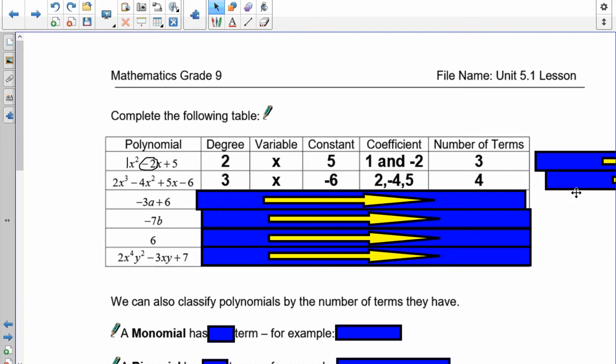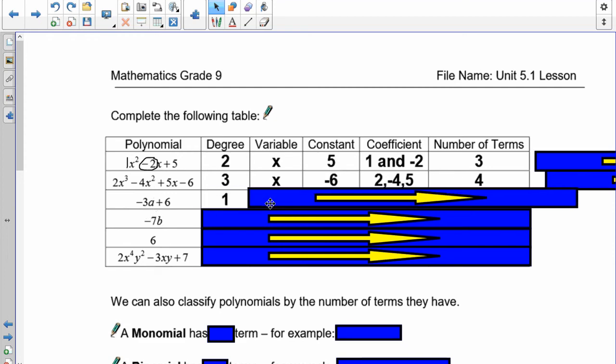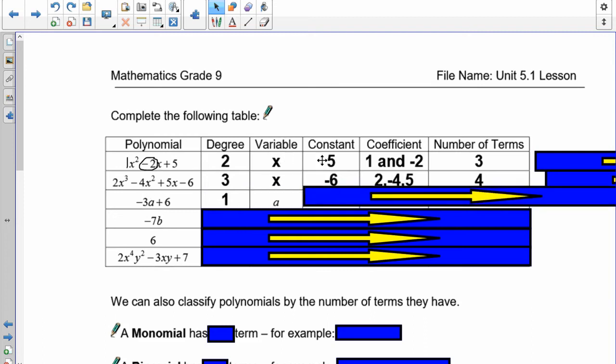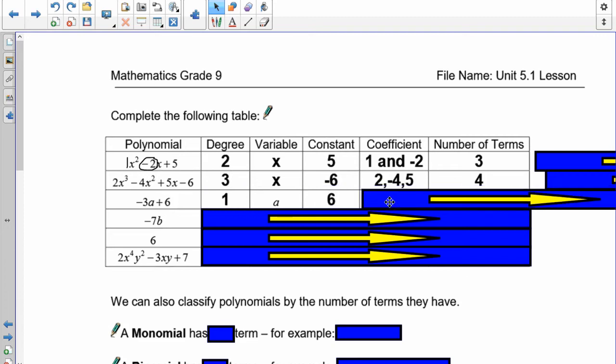Okay. Taking a look at the next one. Negative 3a plus 6. Again, the a has an exponent, and that's a 1. So this is a first degree. Right. Now, next one. The variable, we're working with an a. Constant is the 6. Coefficients is negative 3. And the number of terms, 2.